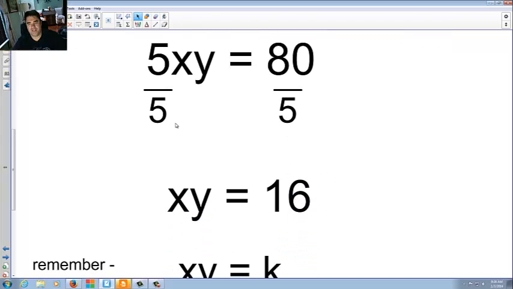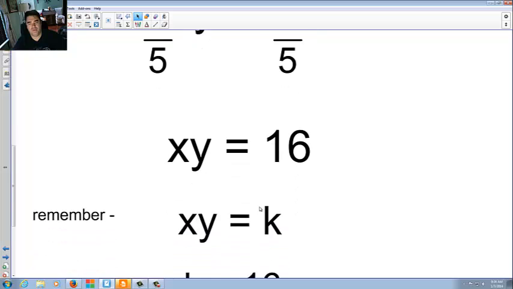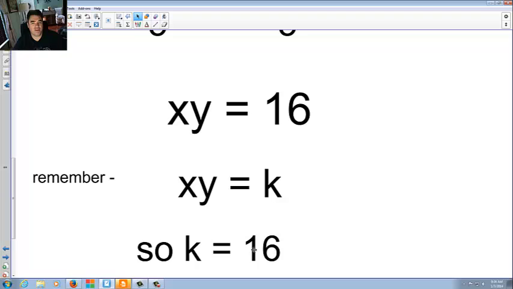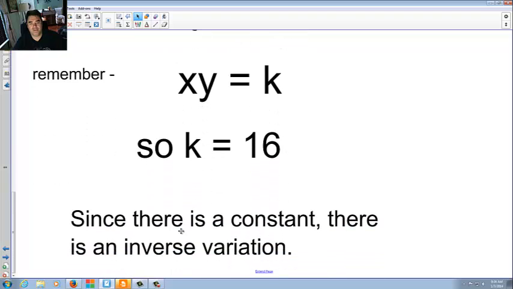You go ahead and divide both sides. This gets to be 16. This goes away, so xy equals 16. Remember, xy equals k, so basically together they make 16. So since there is a constant, there is an inverse variation. All we're saying is that x and y combined make 16, and you could graph off that, but we're not worried about it yet.